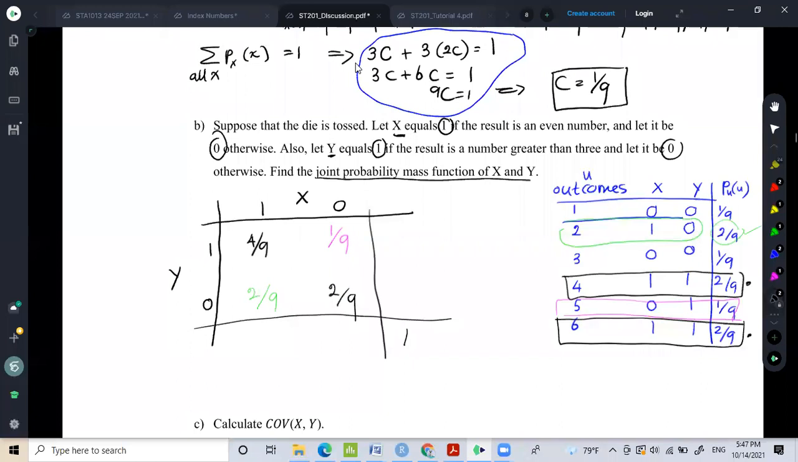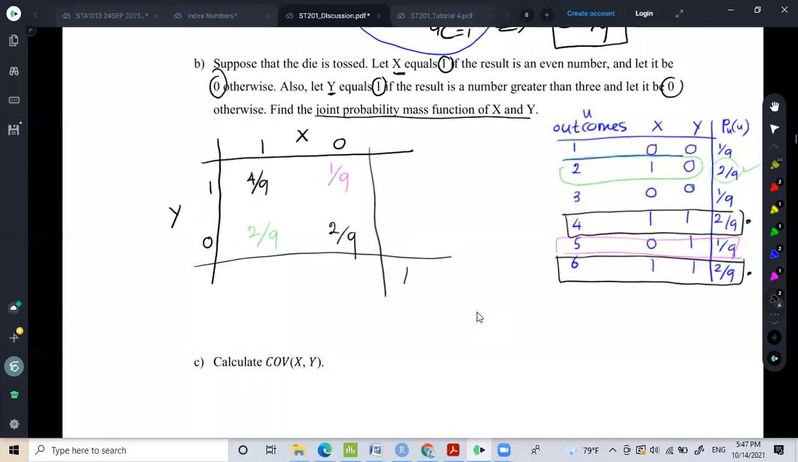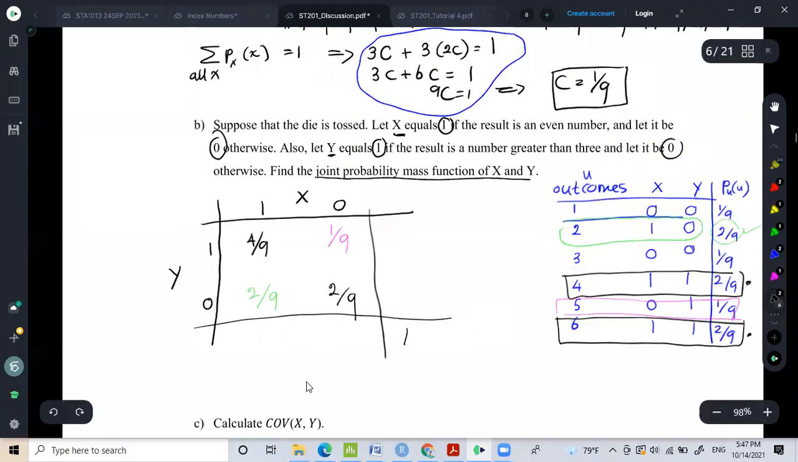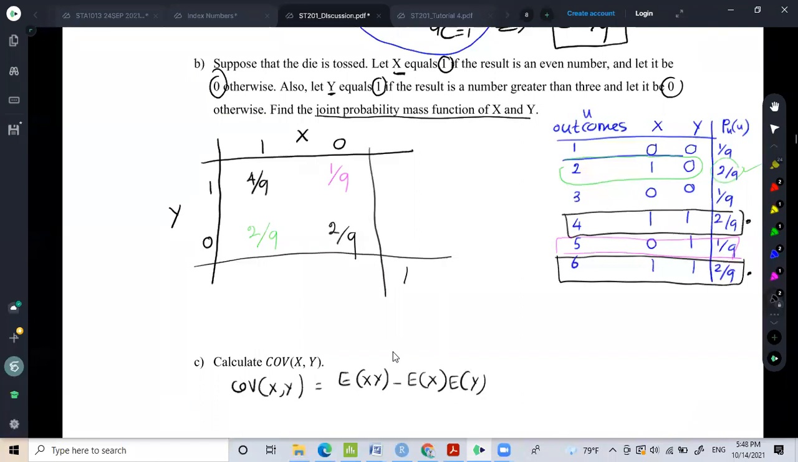Okay, so you have the joint PMF of X and Y. Next part, you have to calculate the covariance of X and Y. How do you find the covariance of X and Y? That will be expectation of XY minus EX times EY. Right? So that means you have to find expectation of the product of X and Y.